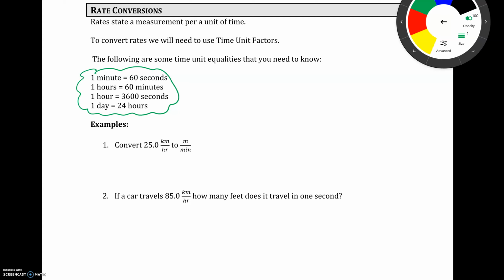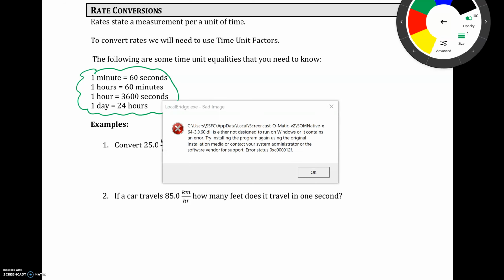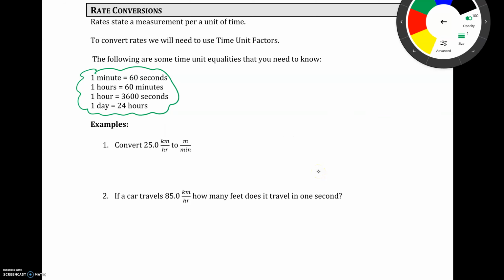We want to convert 25.0 kilometers per hour to meters per minute. You'll notice I've written the kilometers per hour as a fraction here instead of with our common slash, like kilometers per hour, which we might see written something like that. The reason I want to do that is because I want to draw your attention to the numerator and denominator, this idea that kilometers per hour is kilometers over hours.